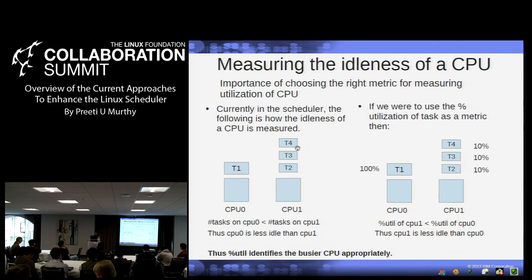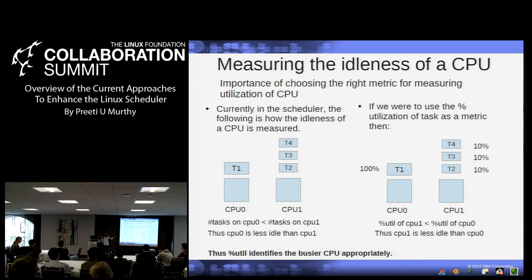Why I say that is, look at this. In this example, in the current scheduler, the way it works is CPU 0 has one task and CPU 1 has 3 tasks. The current scheduler would definitely say the second CPU is overloaded while the first CPU is not, because there are 3 tasks there and there's one here, so it's pretty obvious. It would try to move tasks from CPU 1 to CPU 0.